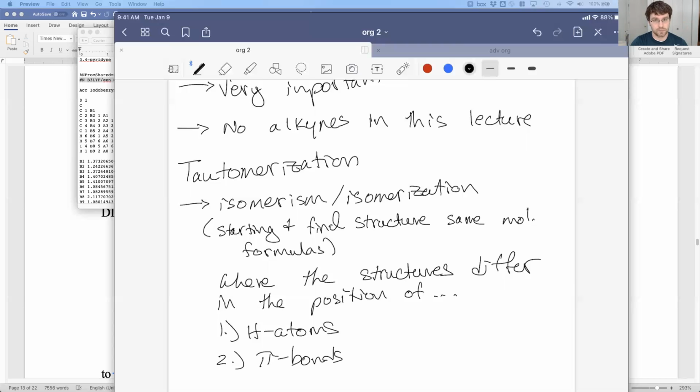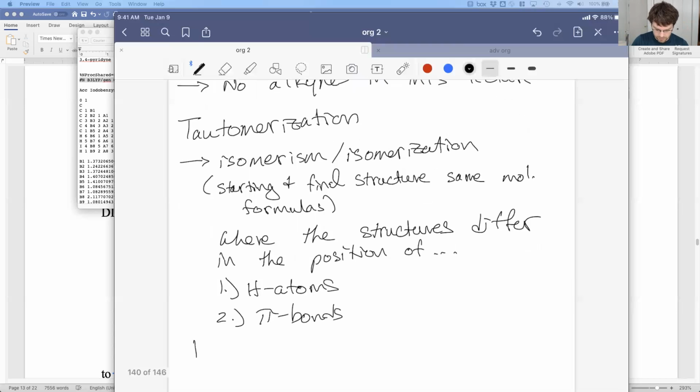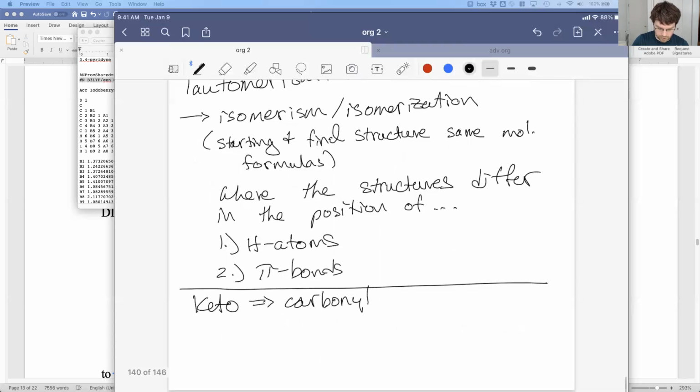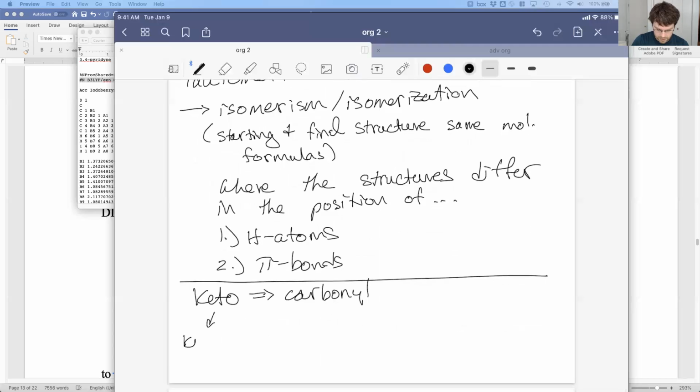Okay, so here's the keto and the enol. Keto is short for carbonyl. And keto comes from ketone-like, but it works for aldehydes. It works for any carbonyl. Okay, carbonyl is what keto stands for, short for ketone, I guess.